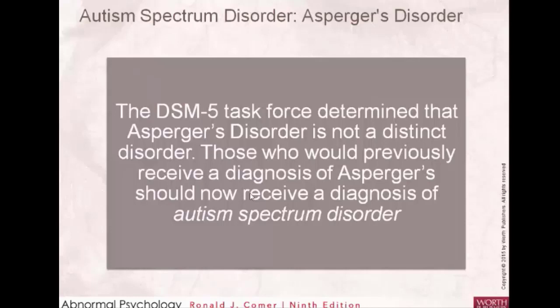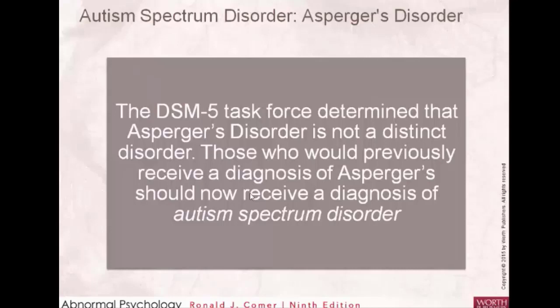So basically what they're saying is that Asperger's disorder or Asperger's syndrome, according to the writers of the DSM-5, is not thought of as a different disorder. It's actually thought of as a milder version of autism spectrum disorder.